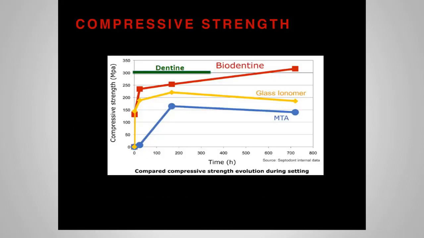So if you look here at the compressive strength, we can see how much greater biodentine is than dentin itself, and enhanced glass ionomers and MTA. And calcium hydroxide basically has no compressive strength.